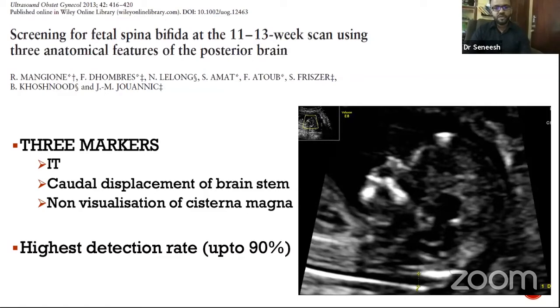And most importantly, go into the axial section of the fetal head and look at the caudal displacement of the brainstem and non-visualization of cisterna magna. Now, for a practical approach, a combination of looking at the intracranial translucency, the BS-OB distance, with the axial signs of caudal displacement of the brainstem, cisterna magna, and the biparietal diameter less than 5th centile would enable you to pick up almost all cases of open spina bifida in the first trimester.